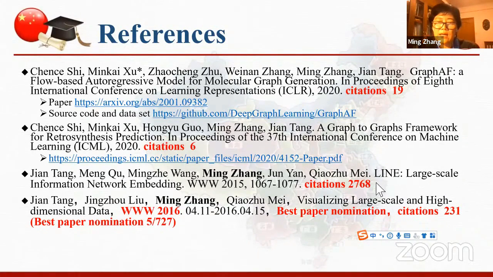The first one is LINE, published at WWW 2015, and the second one is LargeVis, which was published in WWW 2016.